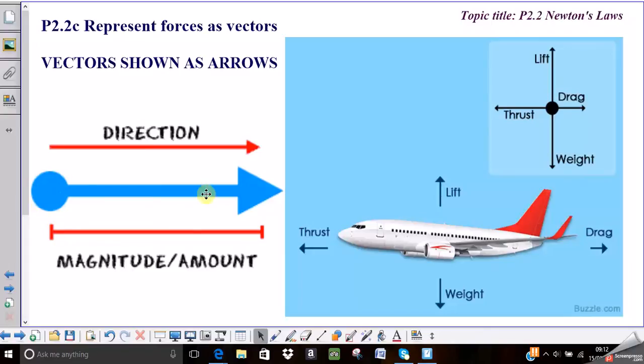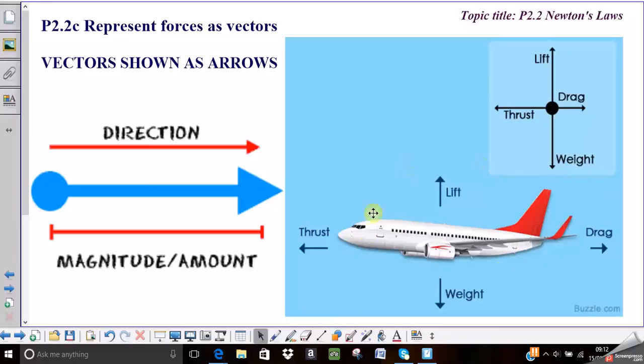The length of the arrow will show us the magnitude, the amount, how big that force is. This can also be velocity and acceleration, but we'll stick to forces for the moment. So the length of the arrow shows us how big that force is, and then the tip of the arrow shows us the direction of that specific force. So these vectors are shown as arrows.